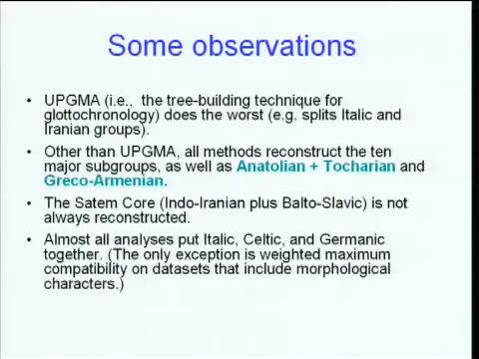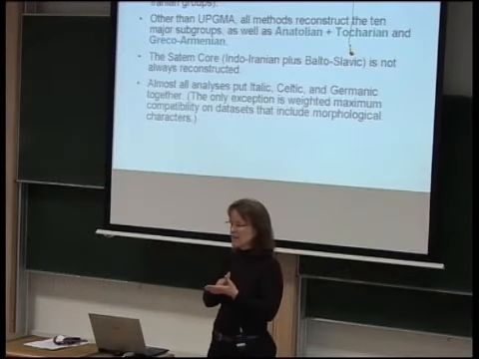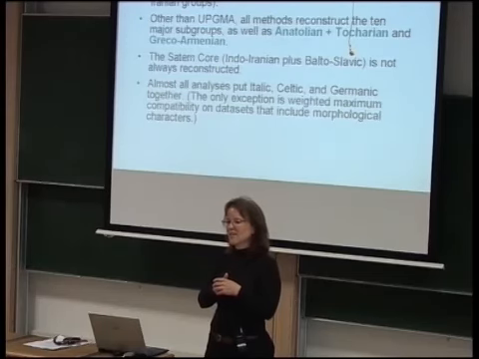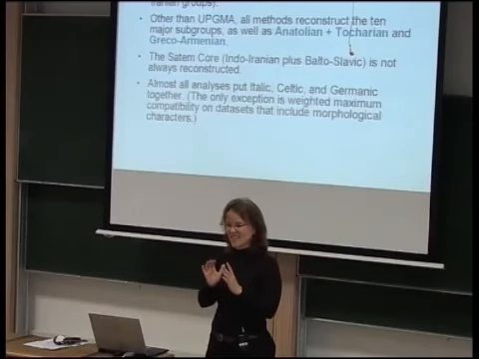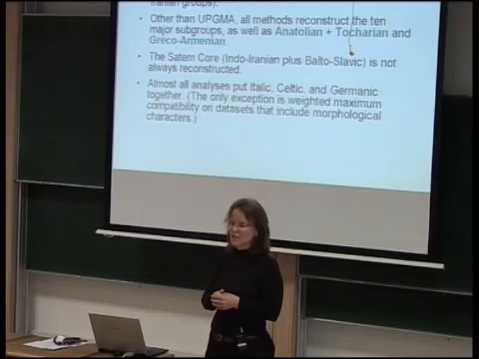All the other methods agreed on all the 10 major subgroups. In addition, they all came up with a split dividing Anatolian and Tocharian from the rest, and they all reconstructed Greek and Armenian together. So that's pretty interesting because these are not accepted analyses. To say that Greek and Armenian are sister taxa is not necessarily an accepted statement. It's still debated. To say that there is a split between Anatolian and Tocharian is not necessarily accepted. It was nice to see that the methods all agreed.